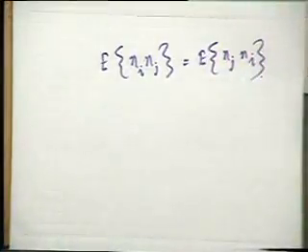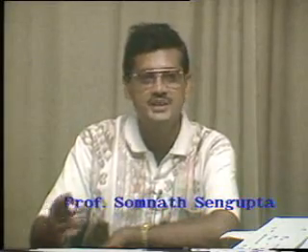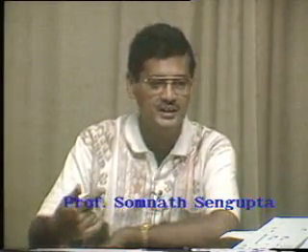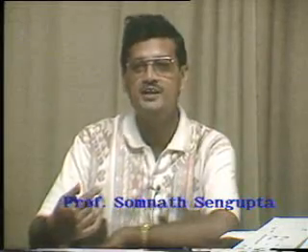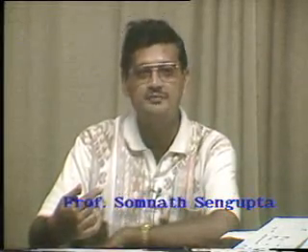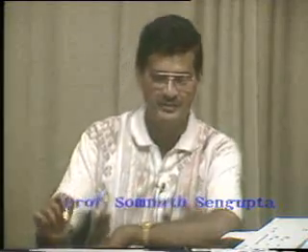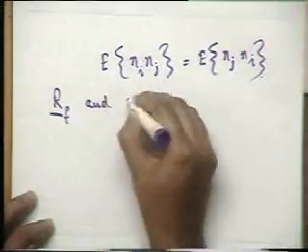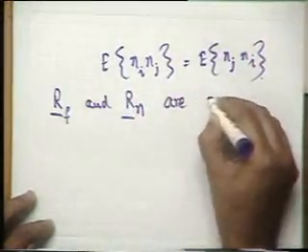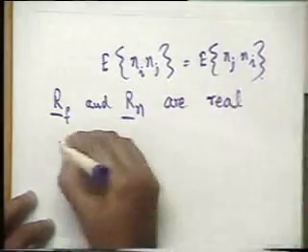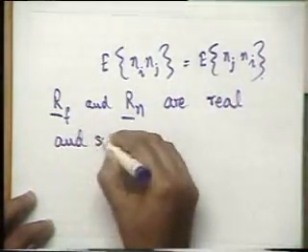Does it lead to any interesting property of the correlation matrices? Yes, somebody has already given the answer. RF and Rn are going to be real and symmetric matrices. Well, these are very important. So, both RF and Rn are real and symmetric.